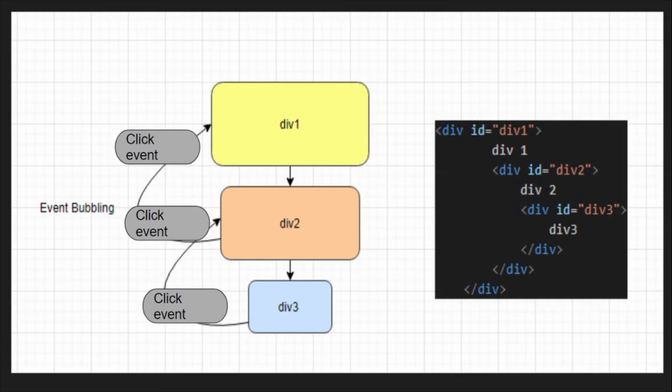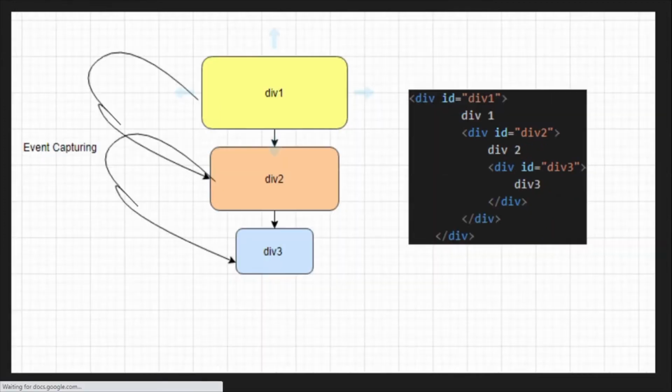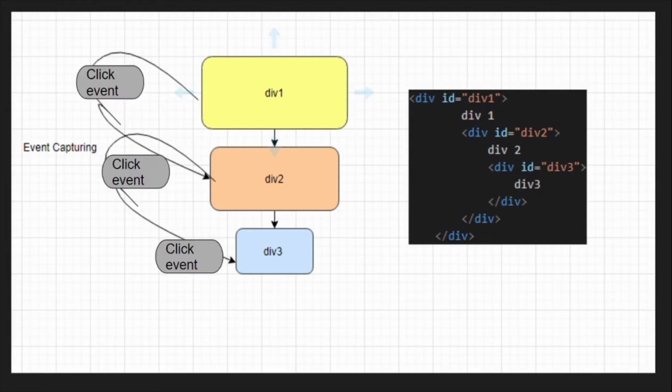Then we have something called event capturing. Event capturing is exactly the opposite of what we just learned, that is JavaScript bubbling. In event capturing, we have a click event attached to each element like before, and this is the same structure as before. Here, if I click on the child element, that is div3, first the div1 click event will fire, then the div2 click event will fire, and then it will come to the element itself, that is div3, and that click event will fire. So here the event will propagate from the parent to child, and this is called event capturing.